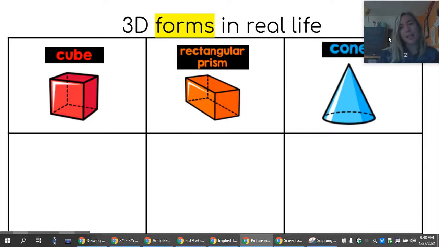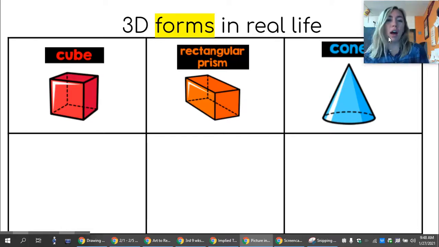It helps us think about how to draw these 3D forms when we think about what these 3D forms look like in real life. So I always like to have an example of a shape with me so that it helps me draw. That way I can look at it while I'm drawing. Well, if you don't have any 3D forms, you could get an item that is in the same shape as that form.